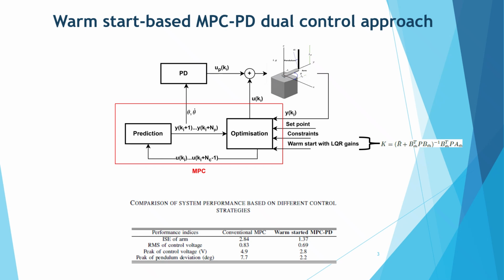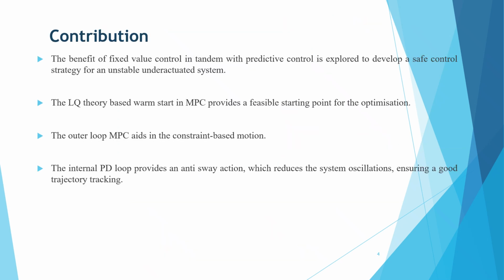It can be seen that the ISE value of MPC-PD is 1.37, lesser than that of a cold started MPC, which is 2.84. The maximum spikes in the control voltage generated by MPC-PD is 2.8, which is lesser than the one produced in a cold started MPC, which is 4.9. The pendulum angle deviation is also minimum in MPC-PD, which is 2.2 degrees.